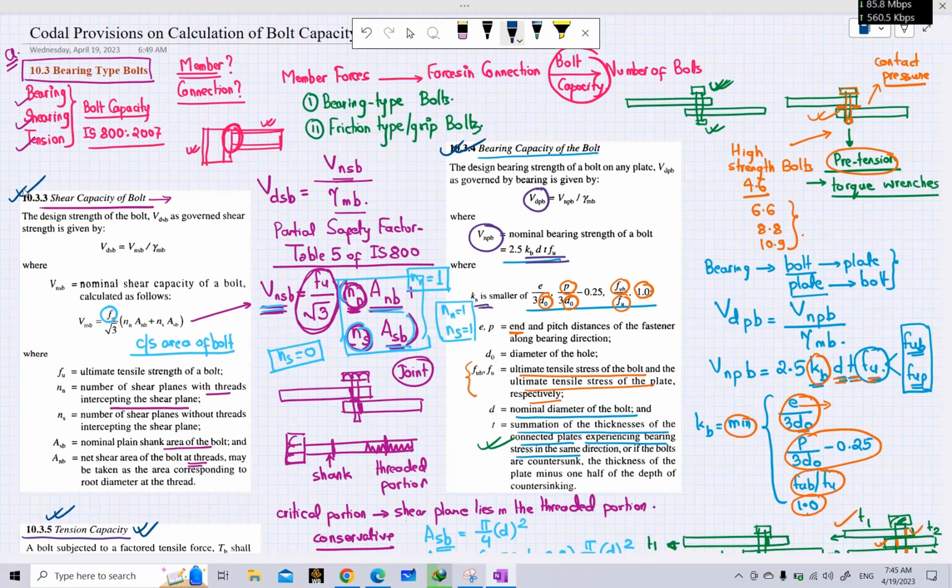We will look at one numerical based on these conditions in our next lecture. We will look at calculations for both single shear joint and double shear joint, and then you will be more clear about these formulae. So we'll meet again soon in our next lecture.